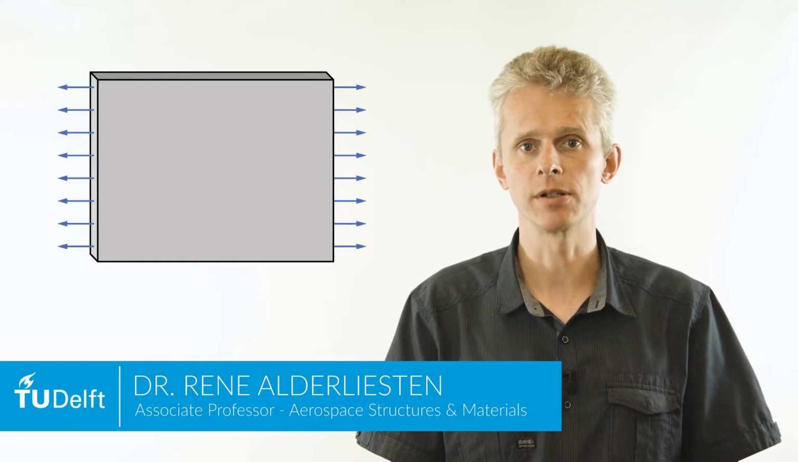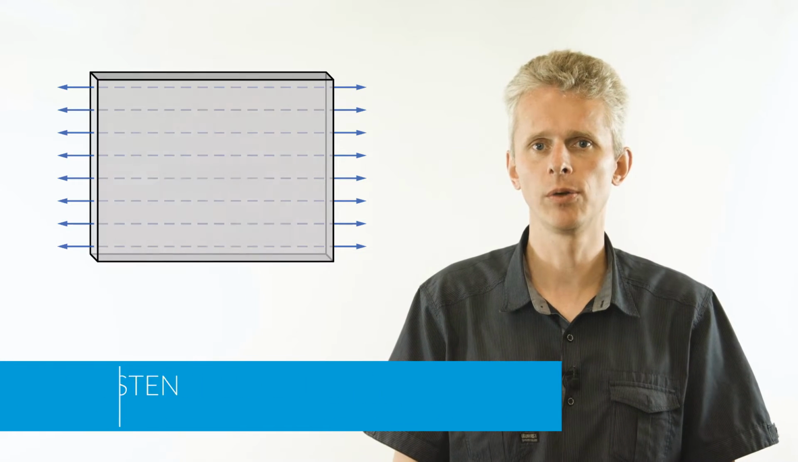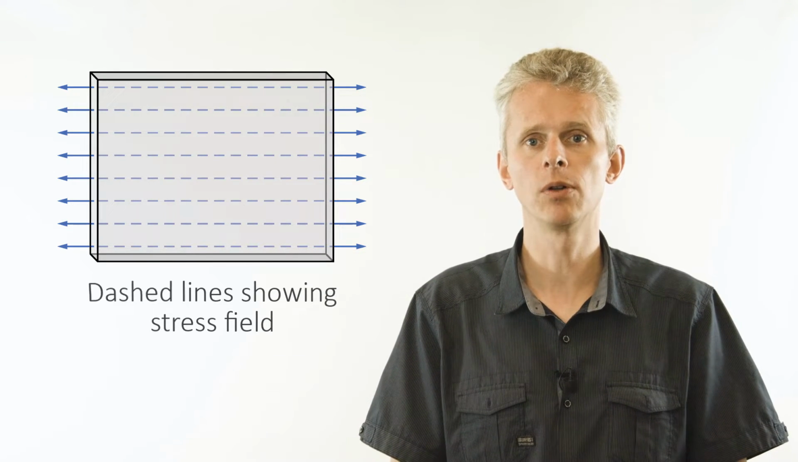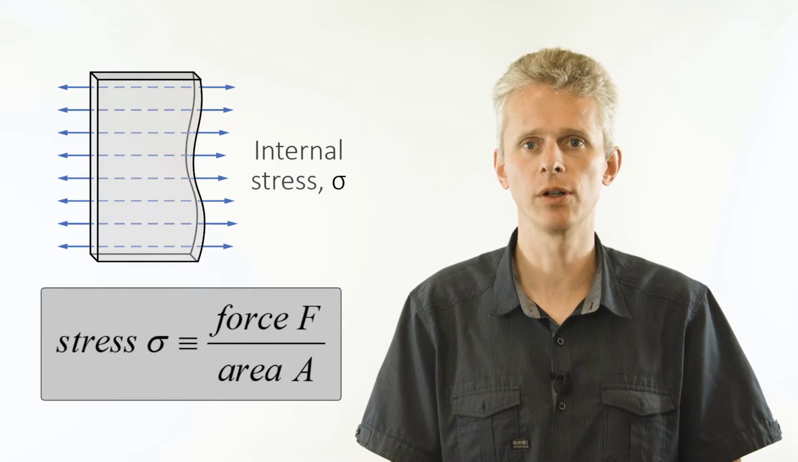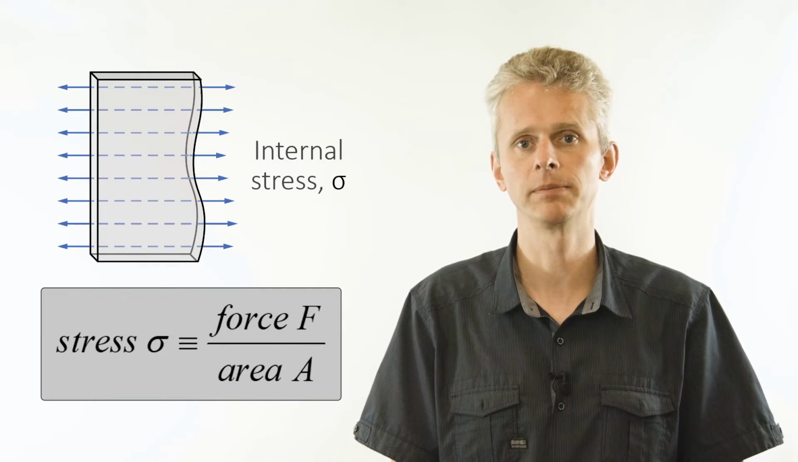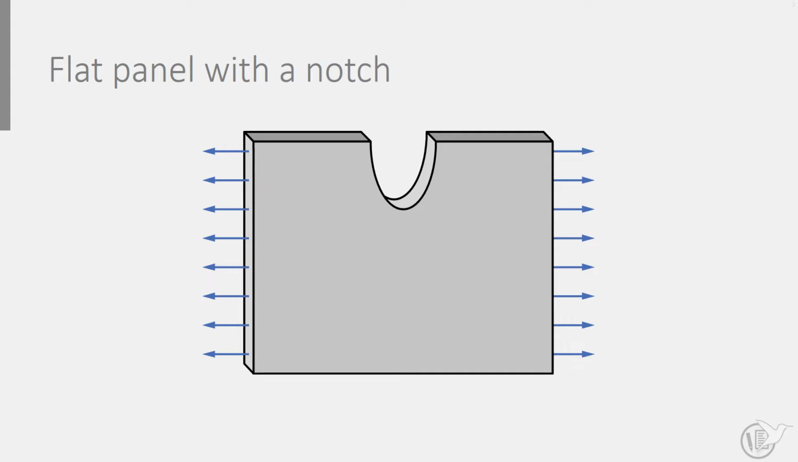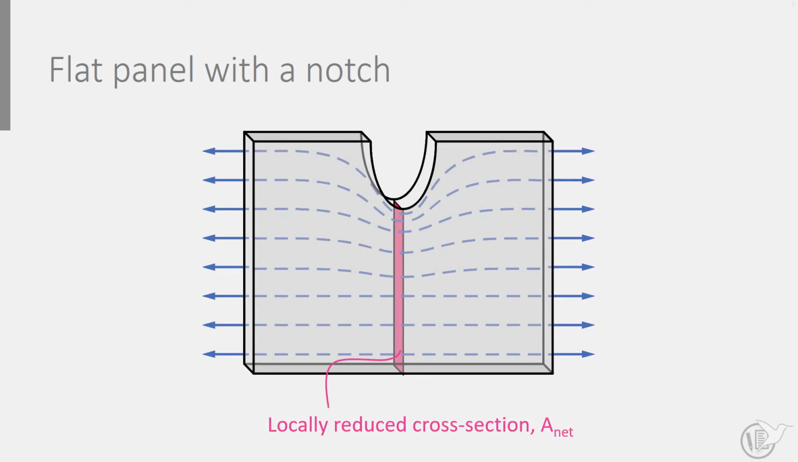Now let us take a flat panel without any cracks or notches. In case of uniaxial loading, the normal stresses are equal everywhere in the panel. These stresses are defined as the uniaxial load divided by the cross-sectional area. If we now add a notch to this panel, the cross-section is locally reduced, which, according to the definition of stress, increases the stress in the cross-section under a given axial load.